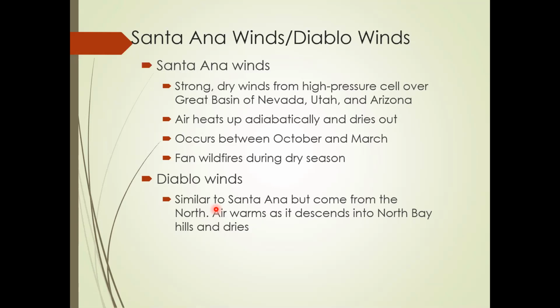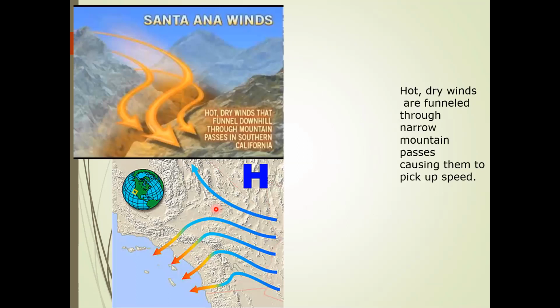The Oakland fire that happened, gosh, in the early 90s, that roared through the Oakland hills, destroying everything in its path. That was caused by the Diablo winds also. So they descend in through the North Bay hills, and they dry out, and they get faster as they're coming through those narrow passes between the hills. So those are the Diablo winds. So this is just showing you how these hot, dry winds travel downhill and come out toward the coast.